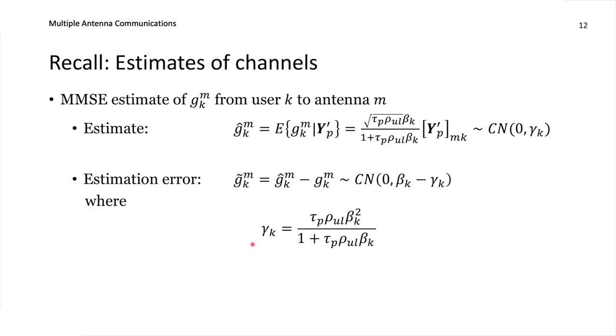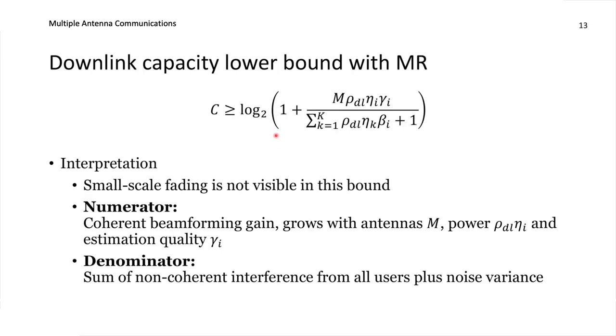And based on this, we can compute all the expectations, and the result is the following. The downlink capacity lower bound with maximum ratio processing has this form. Capacity of user i is smaller or equal to log2 of 1 plus a ratio, which contains a numerator, which is the desired signal, and a denominator with interference plus noise. And there are no expectations left here because we have computed them with respect to the small-scale fading, so they are not visible in this bound, which is a good feature.